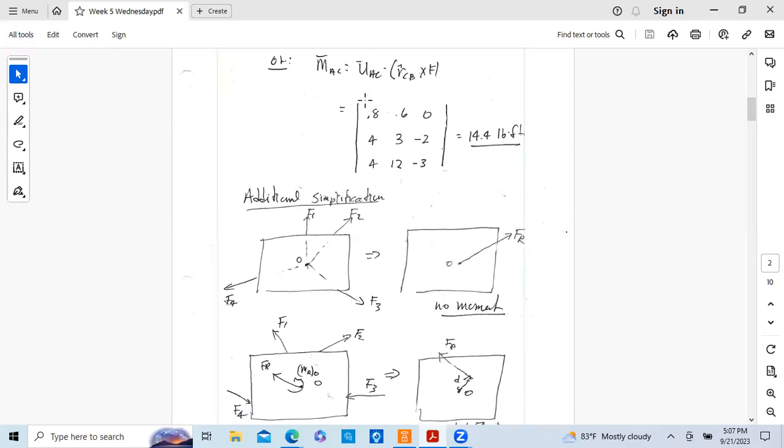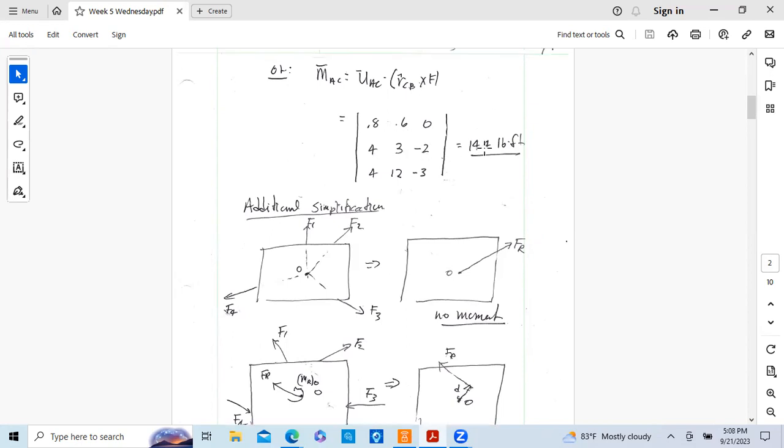Actually, this is what this second part would look like, using that second unit vector, 0.8, 0.6, and 0, and when you had the other position vector 4, 3, minus 2, do this calculation and you come up with the same magnitude, 14.4 pound-feet.